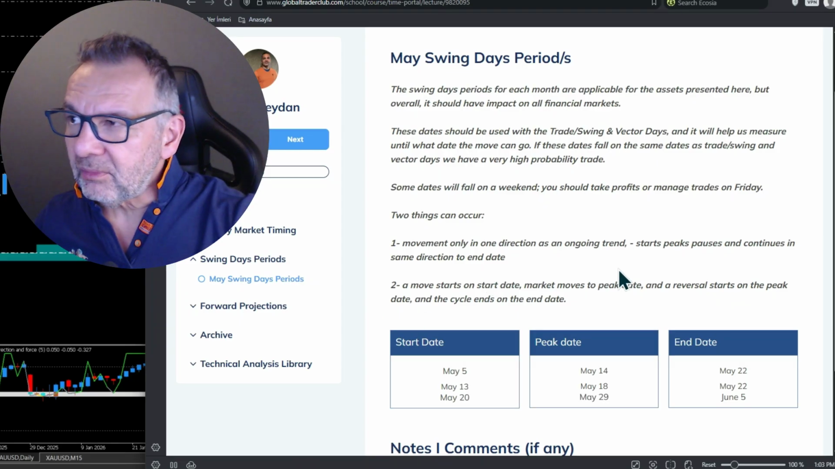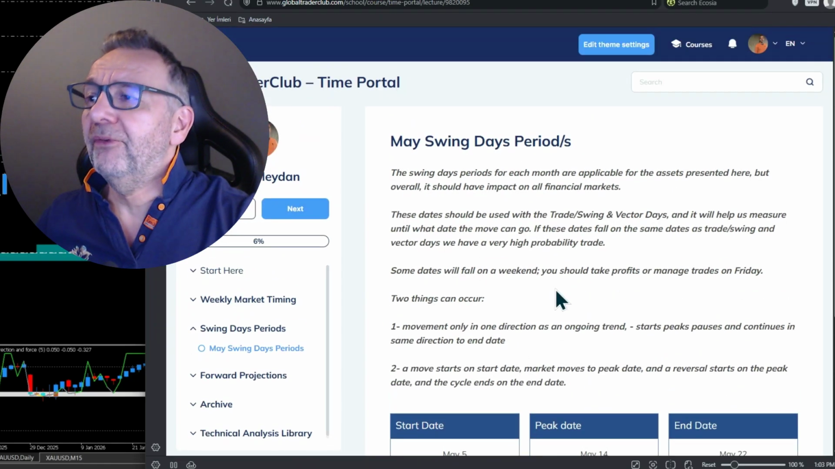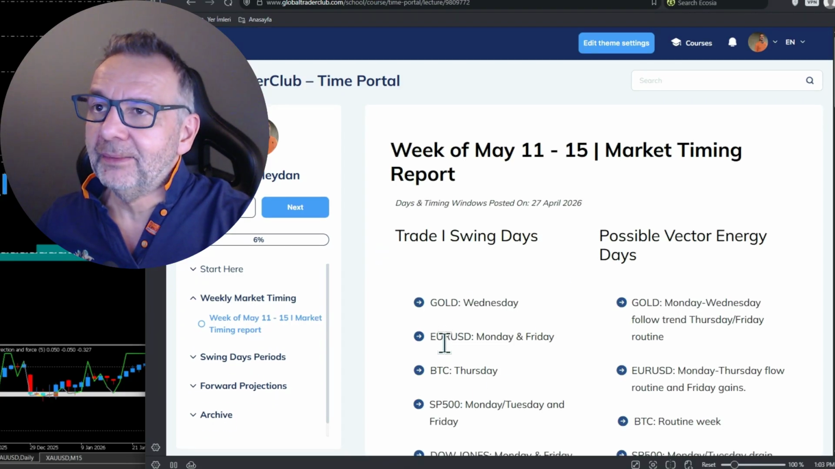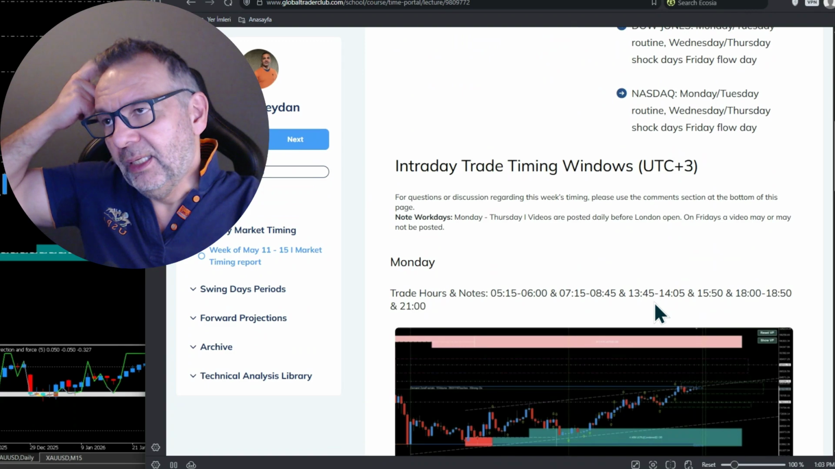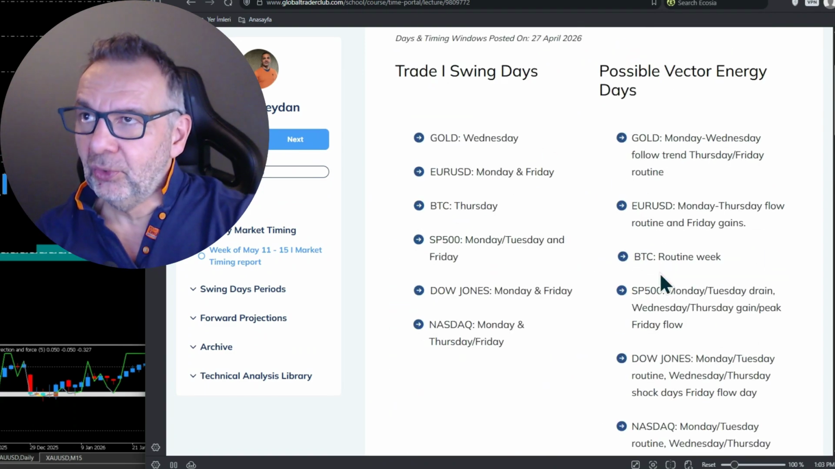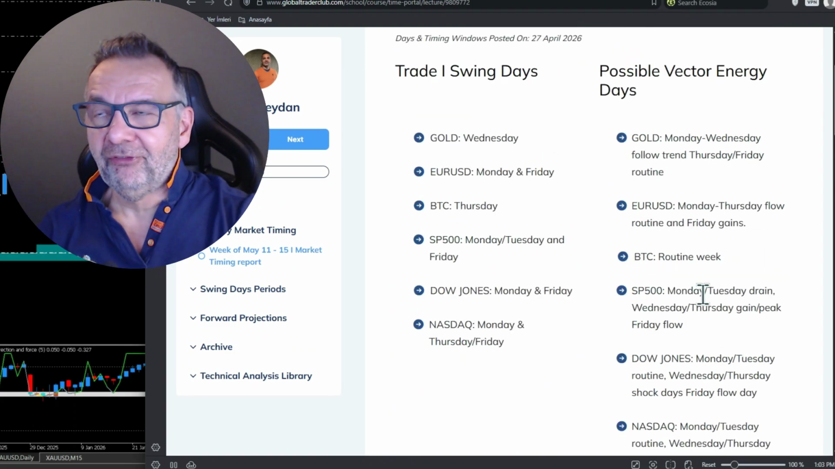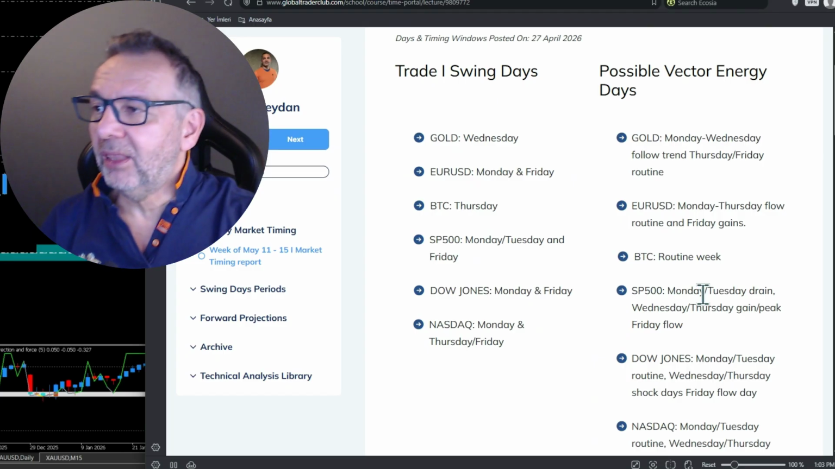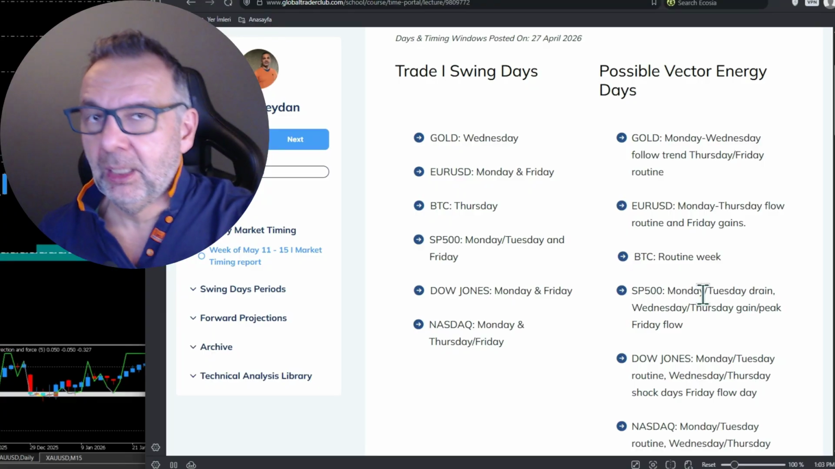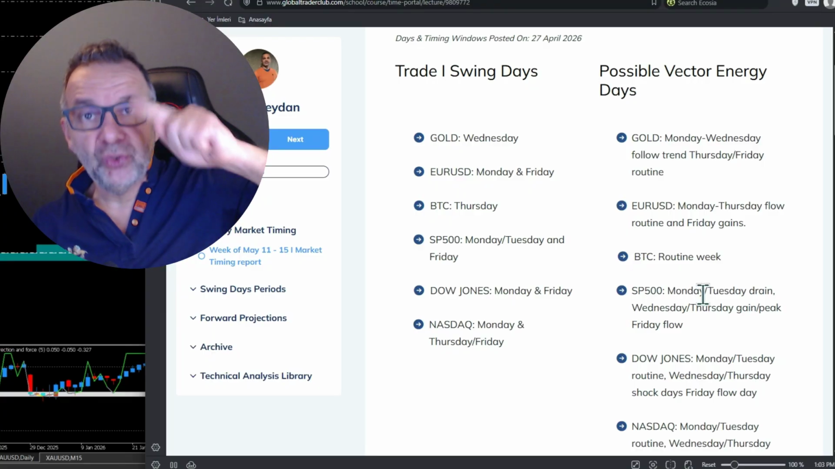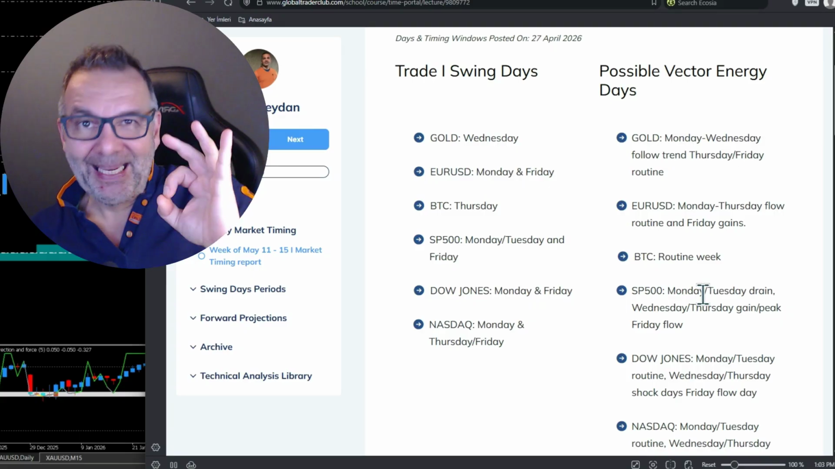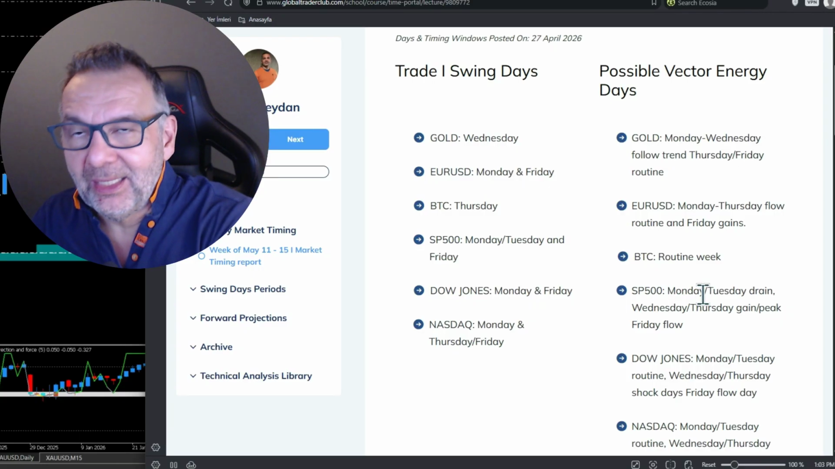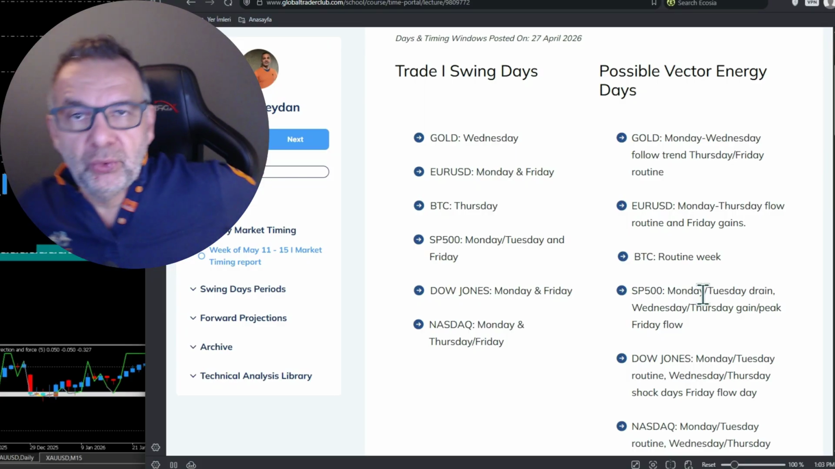So what I've done for the trading days, the possible vector days, not the timing, but for these two things, is automate them, which I'm going to add onto the members area. The other thing I've automated is pricing. So you'll be able to get the trade days, the most important swing days, with price levels as well as when they can happen. Then all you've got to do is match it to your technical analysis.